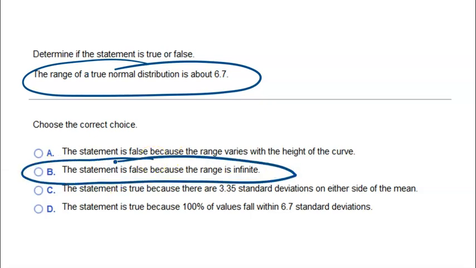But I do want to read all the other ones. The statement is false because the range varies with the height of the curve. The height of the curve doesn't have anything to do with the range. Okay. The statement is false because the range is infinite. So true. The statement is true because there are 3.35 standard deviations on either side of the mean. False. The statement is true because 100% of the values fall within 6 standard deviations of the mean. That is also false. So we're talking about the range is infinite.